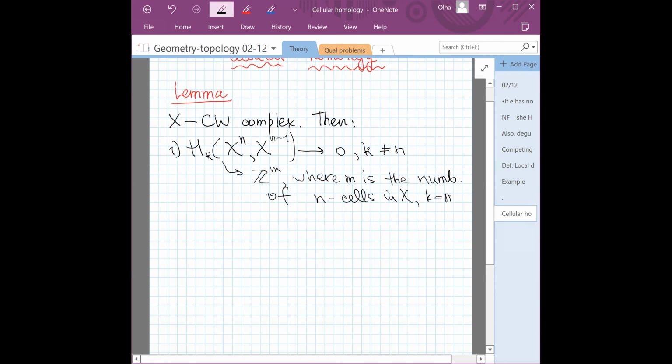For this one, in the book they have a slightly more confusing statement. They say that this group is free abelian with m generators. I guess the reason they do it is because we can define homology groups with coefficients in groups other than Z, but in the case we define it, it's just going to be Z^m.